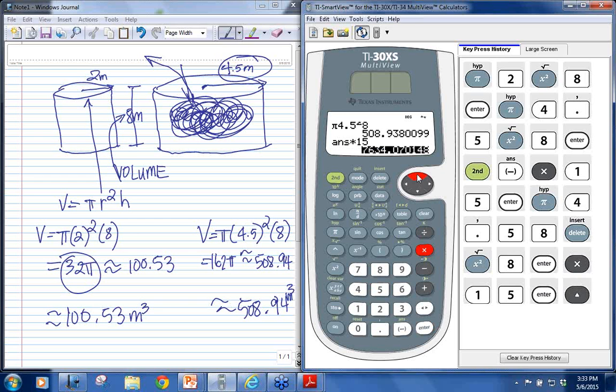And so now I've got the same value. 7,634 and then some decimals. That's the same value as we've got up here. All right?